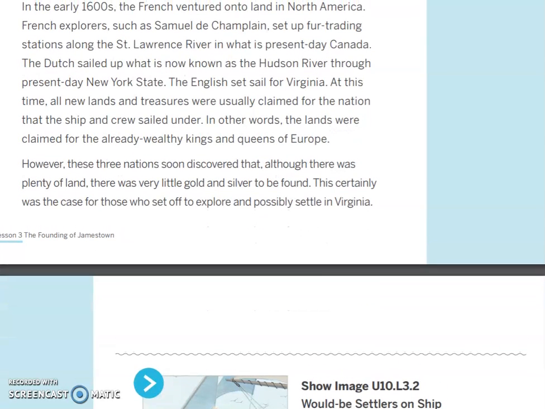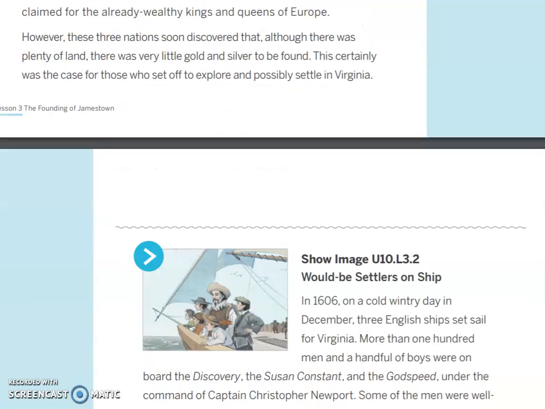However, these three nations soon discovered that, although there was plenty of land, there was very little gold and silver to be found. This certainly was the case for those who set off to explore and possibly settle in Virginia.